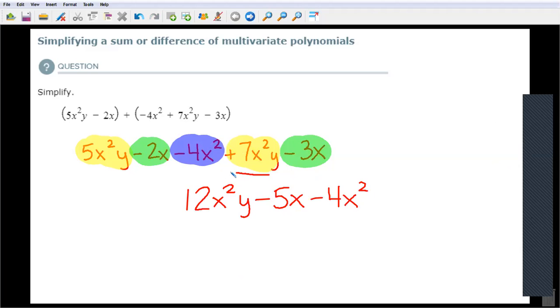Now here's the thing. This looks nasty. It looks like a really ugly answer. And I'm sure there are going to be some of you out there that want to combine this more. There's going to be some people that don't like this as their final answer and they want to do more with it. The thing is, there are no like terms here. I've got this term here, this term here, and this term here, and they are all different. The one on the left and the one on the right both have x squared, but the one on the right doesn't have a y. The one in the middle and the one on the right both have x's, but the middle one doesn't have the exponent of 2. So none of these three terms are like terms.